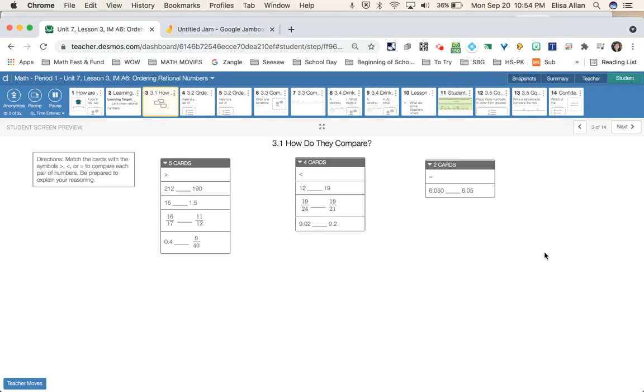All right, take a look, check your answers, see how you did. And let's see if there's anybody who can explain a little bit about why you put certain ones into each category.